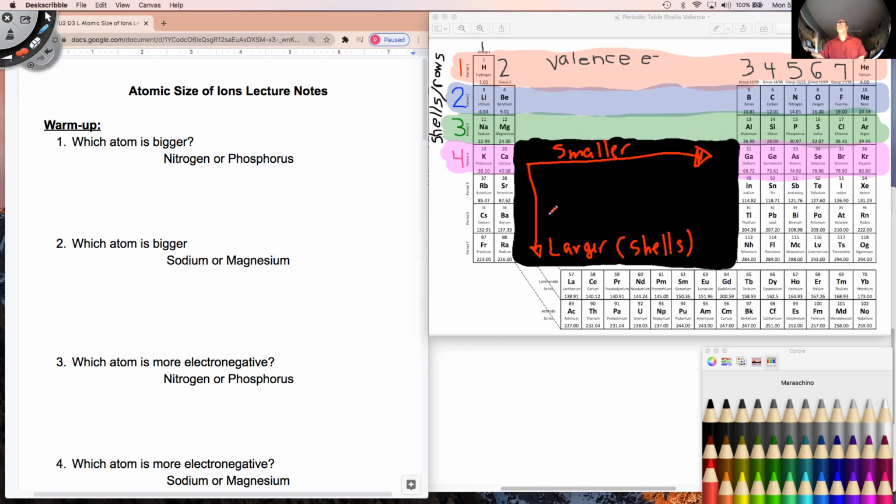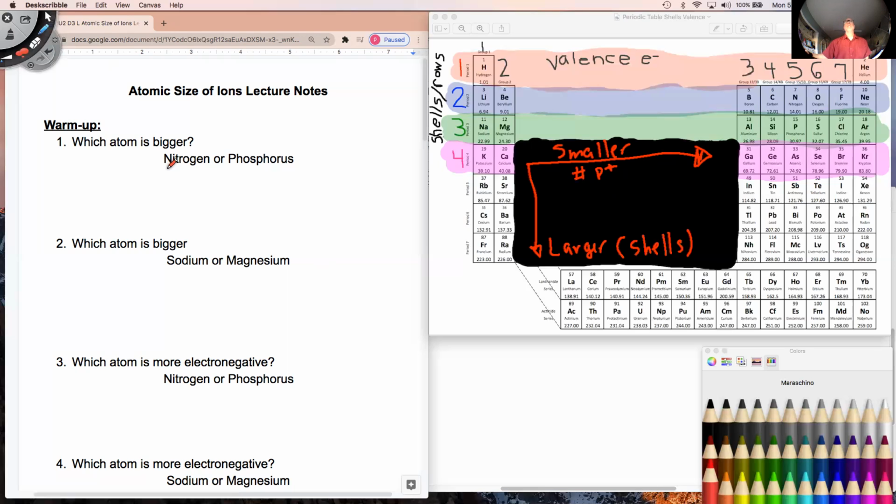When you move from left to right across the periodic table, it was all about, ladies and gentlemen, the number of protons. So the number of protons determined it. And the more protons you had, the more magnets that we had, which means that the magnets would be able to pull the electrons in a little bit closer. So let's do a couple of examples over here.